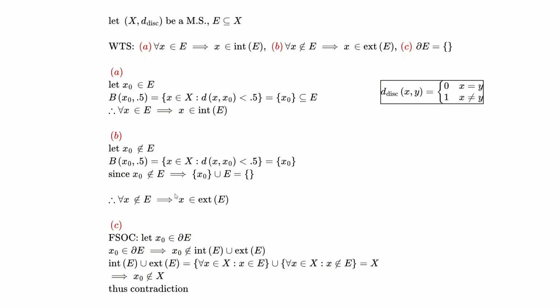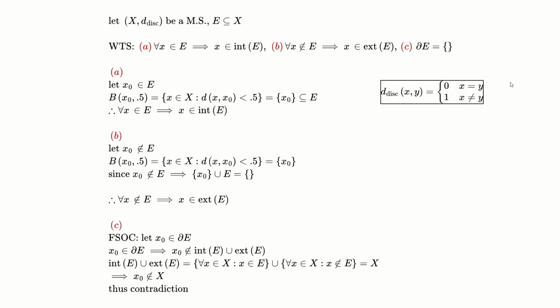So very symmetrical and very similar argument for part B. Since x naught is not in E, we can have the same ball argument right here, which is just itself. Since x naught is not in E, this basically implies that the intersection of this set with E is equal to the empty set, and thus all x's that are not in E are in the exterior of E.